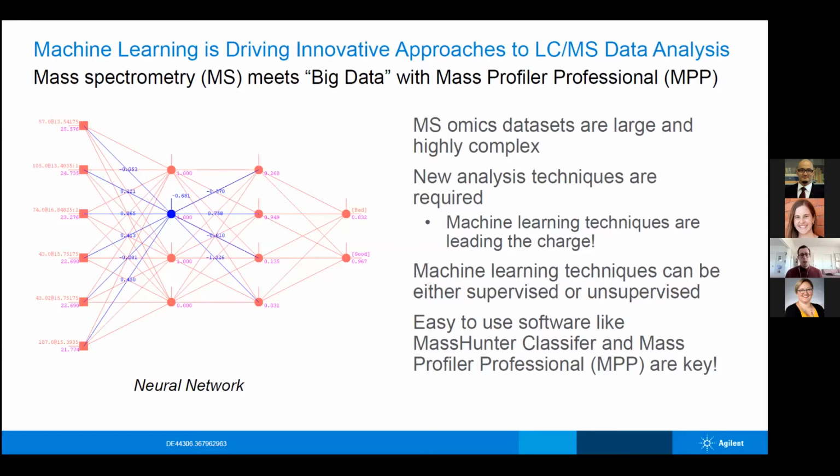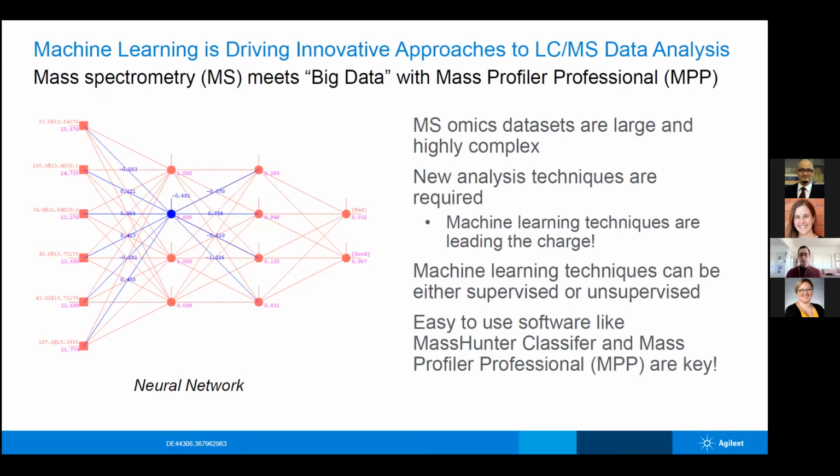And basically, what we're doing here is MS Omics data sets are large and highly complex, as well as mass spectrometry data sets in the environmental realm now as well, especially non-targeted analysis, sometimes suspect screening. So really new analysis techniques are required. You can't really do everything manually with human eyes anymore. And machine learning techniques are really kind of leading the charge here. And I'm hopefully going to try and convince you of that a bit during this presentation.